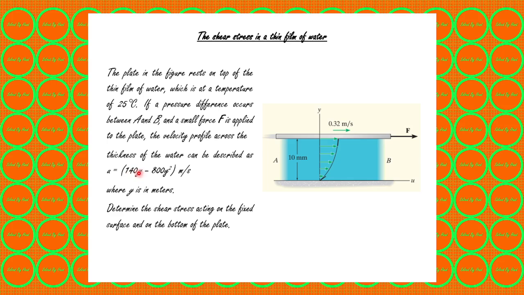u is equal to 140y minus 800y squared, and the unit here is meter per second, because u is a velocity. It has the unit of meter per second, where y is in meters. So the problem that we have to solve is to determine the shear stress acting on the fixed surface and on the bottom of the plate.